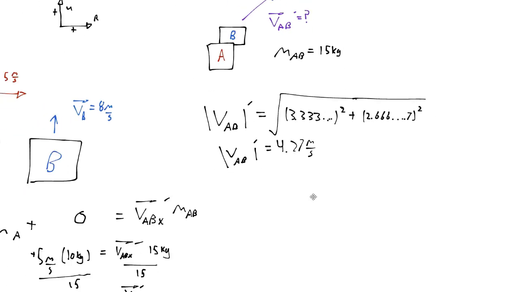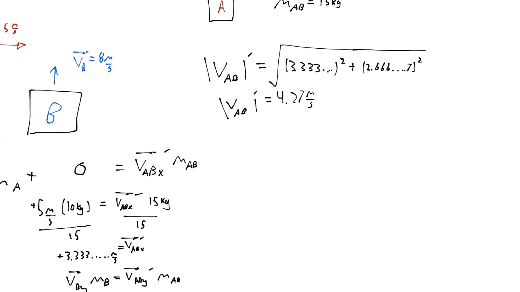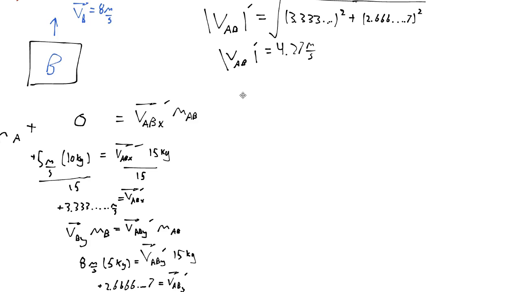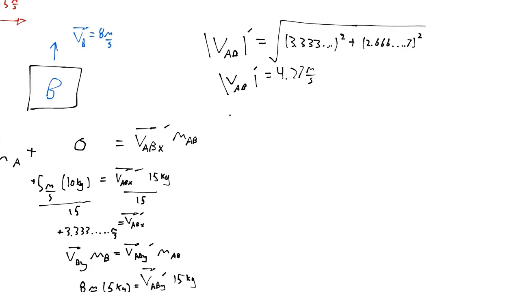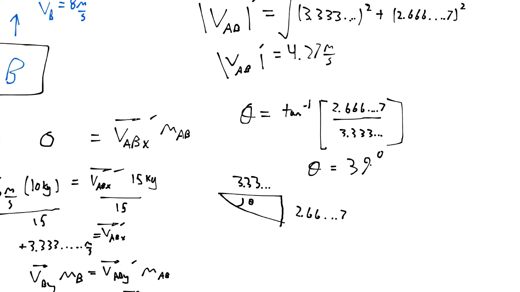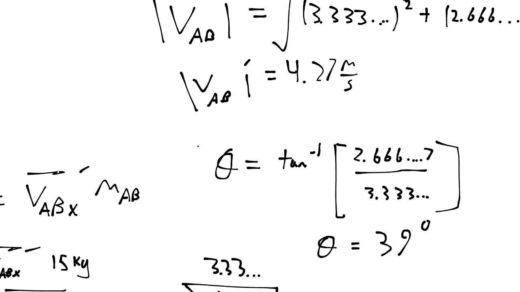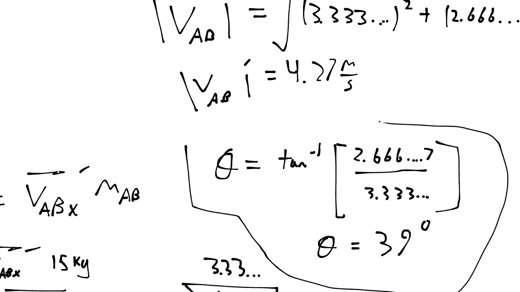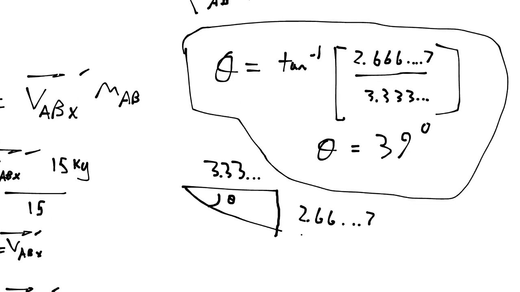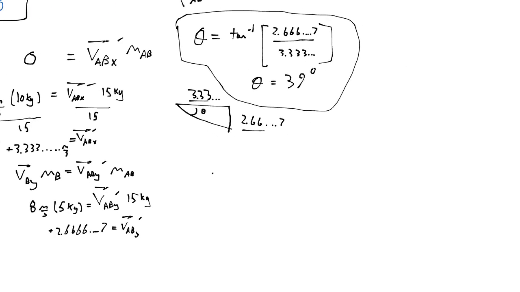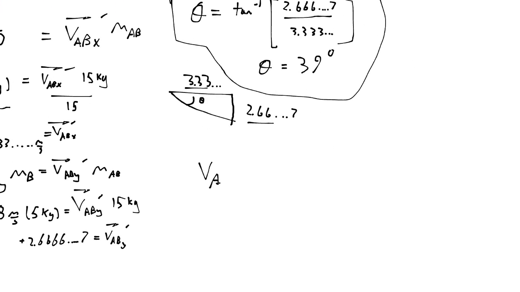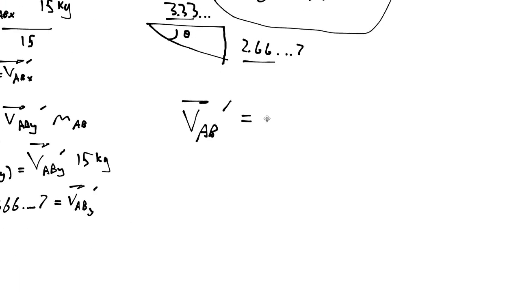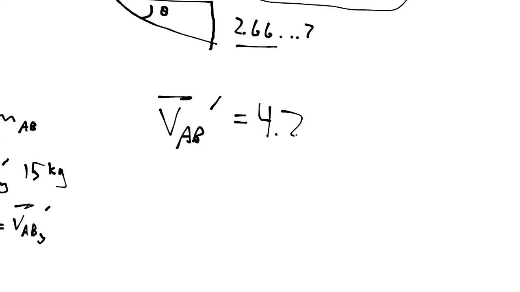So that's the magnitude of it. So let's find the direction. We're going to use the tan function from before. So I'll skip ahead to that. All right, so here it is. Theta equals tan inverse of the opposite over adjacent. So this is opposite, there's adjacent there. I drew the triangle, and then you'll eventually find that theta equals 39 degrees. So you can put these two things together. So VAB prime equals 4.27 meters a second.